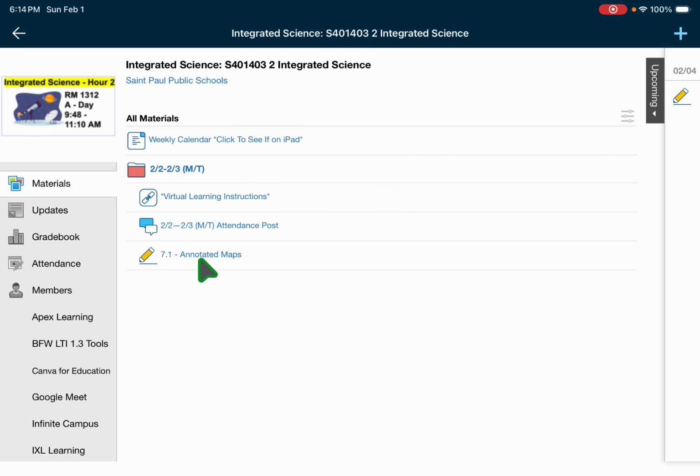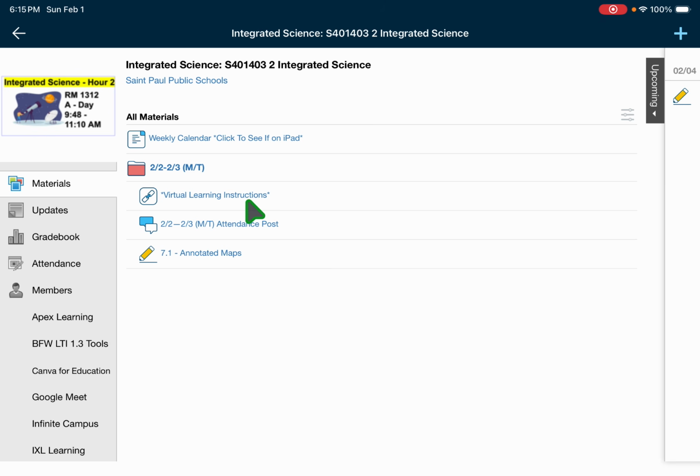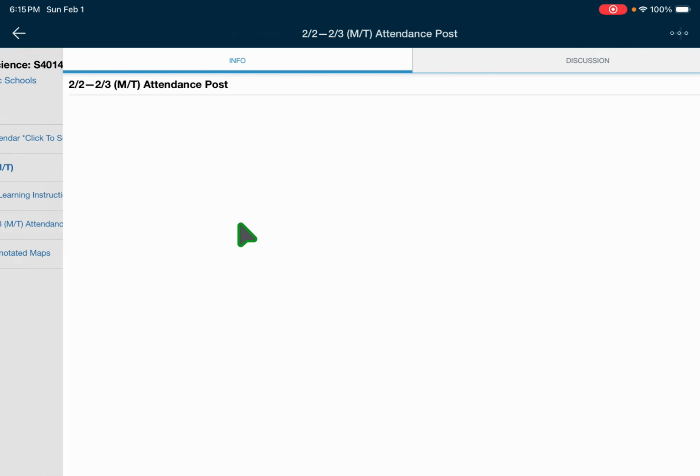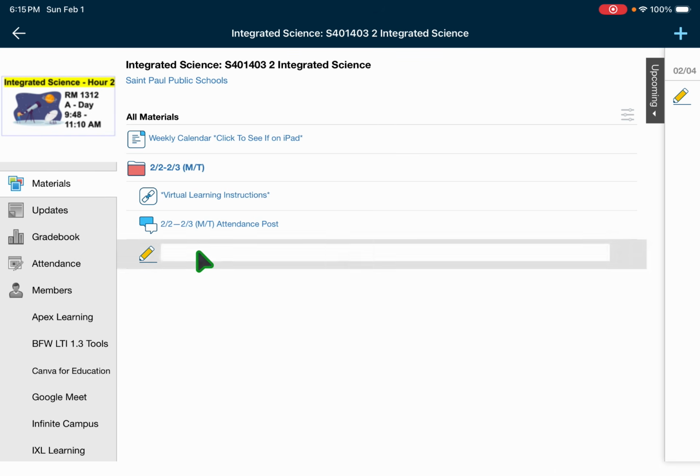So what is an annotated map, you might say? Well, actually, let's talk about the attendance post real quick. For this class, to show me that you are doing the work and attending class, I want you to look at the attendance post and submit a response to it. So it's a discussion post. It says, have you ever seen or felt an earthquake or tsunami on a video or in real life before? So you submit a response to that. Then there's also a nice to-do list that you just look at, and then you know what to do. Okay, so let's talk about our assignment.